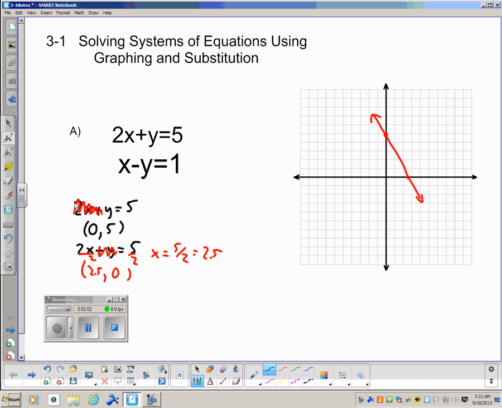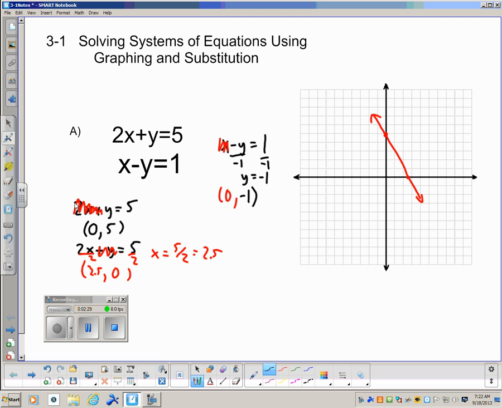So now I'm going to look at my other one. I've got x minus y equals 1. I'm going to cover up the x. Remember that's going to give me 0, something. So I end up getting negative y equals 1. I'm still solving for y, so I have to divide by negative 1. So y ends up being negative 1. So there's one of them. Now I'm going to try to find the other one.